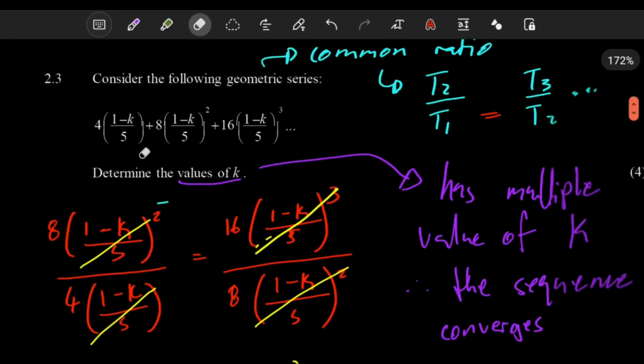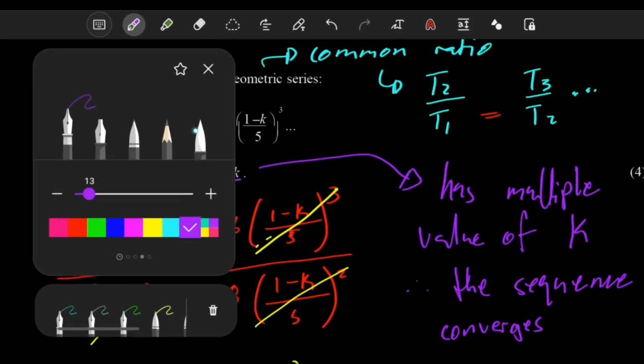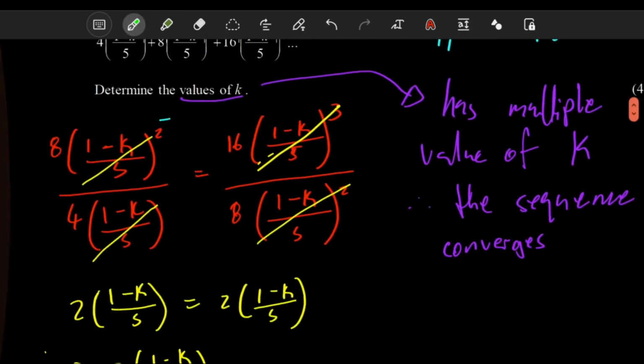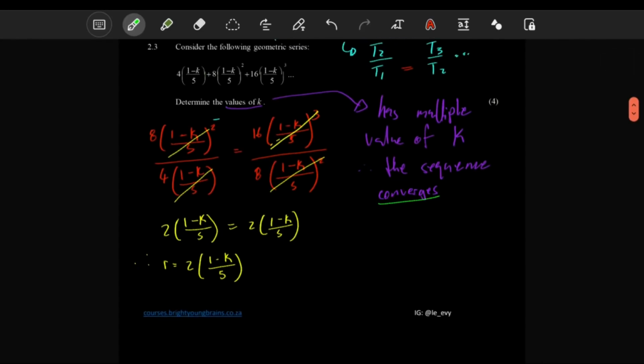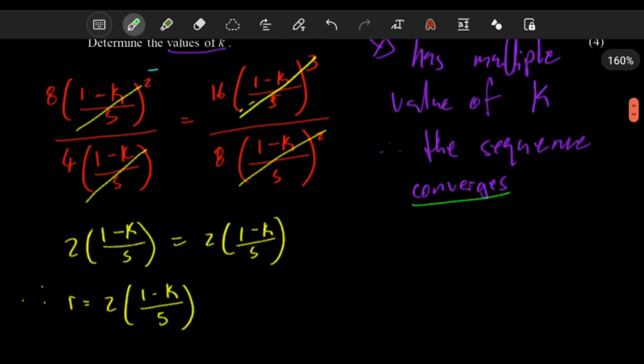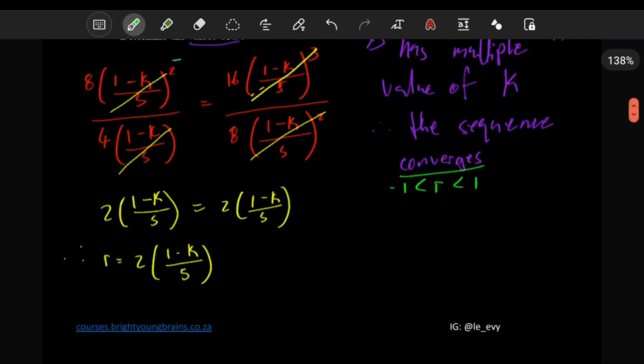And as long as your denominator is getting bigger and bigger, it means that your fraction itself is just getting smaller and smaller. So your sequence definitely converges. If your sequence converges, it means that r is a number that is bigger than -1 and smaller than +1.